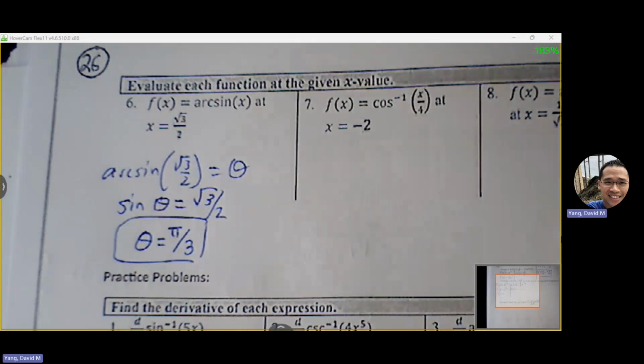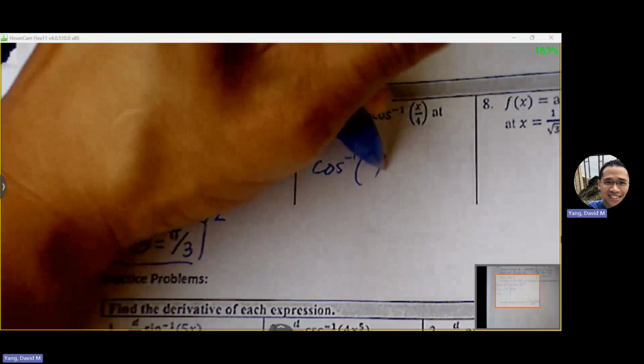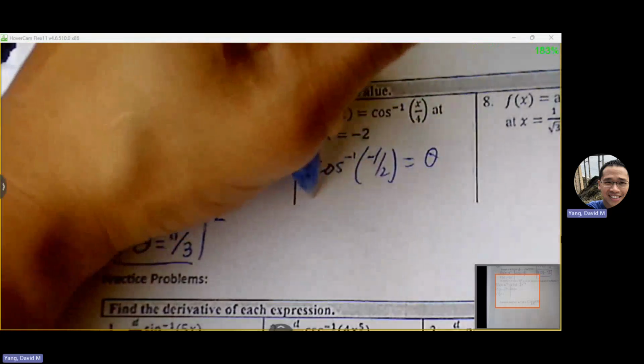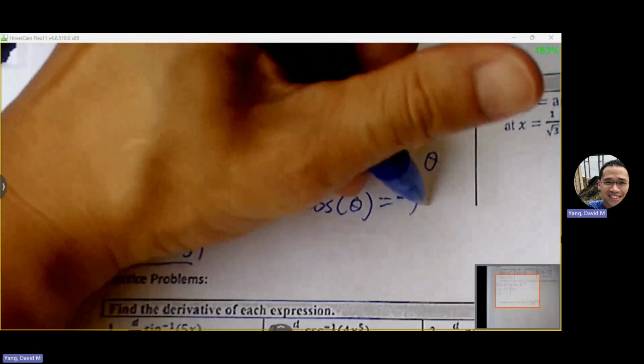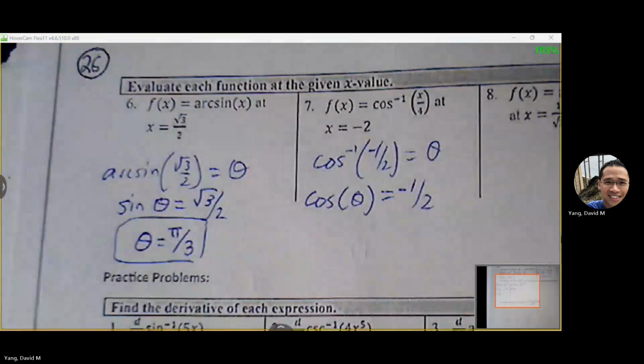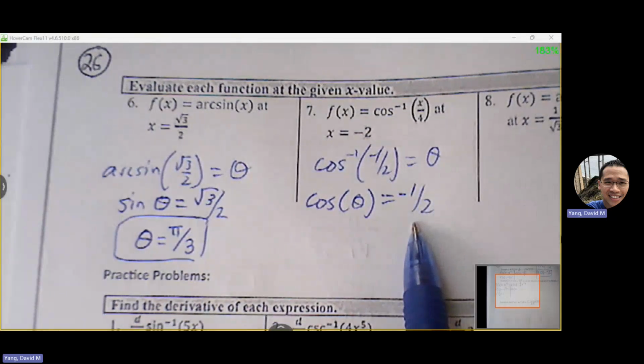If I plug -2 in for x, that's inverse cosine of -1/2 is equal to theta. In other words, cosine of what theta value is equal to -1/2. We know theta for cosine is going to be between the first and second quadrant. So negative, that means the second quadrant. So the second quadrant variation of pi over 3 is going to be 2 pi over 3.